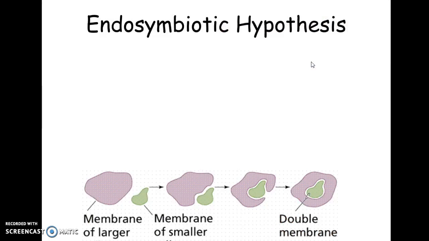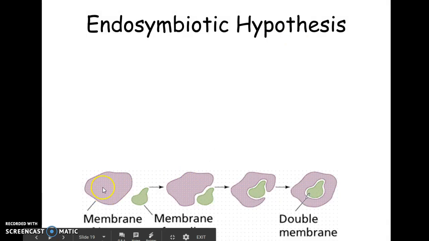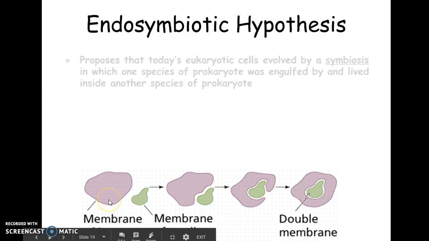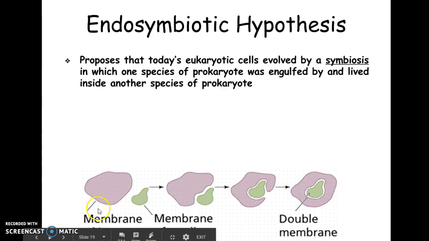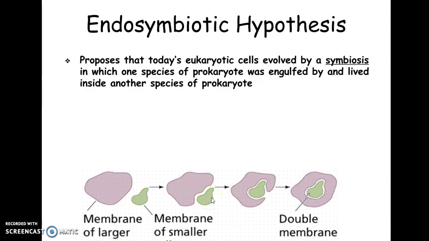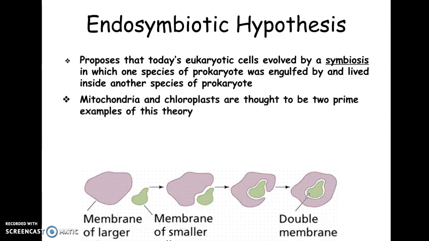But how did eukaryotic cells come to be? Well, there's something called the endosymbiotic hypothesis. Remember endocytosis, where one cell engulfs a particle? Well, in this case, one prokaryotic cell, the purple one, engulfed a green prokaryotic cell, and instead of digesting it and eating it for lunch, it allowed it to live inside of its body symbiotically. And it became what's known as probably the organelles that we know of as mitochondria and chloroplasts.